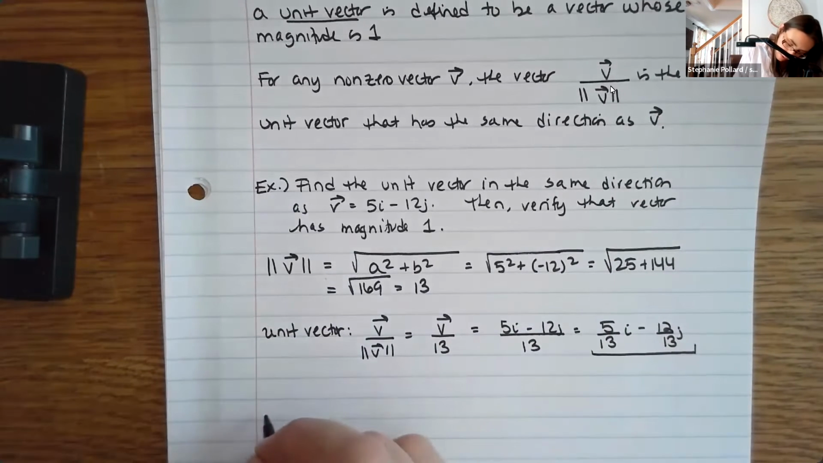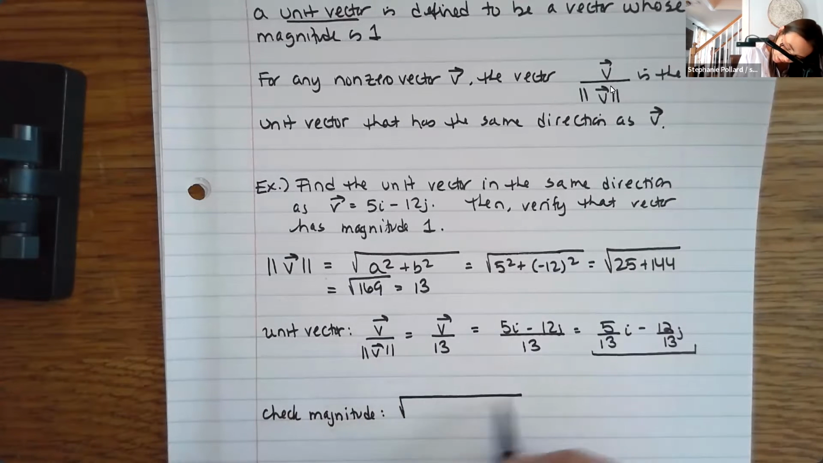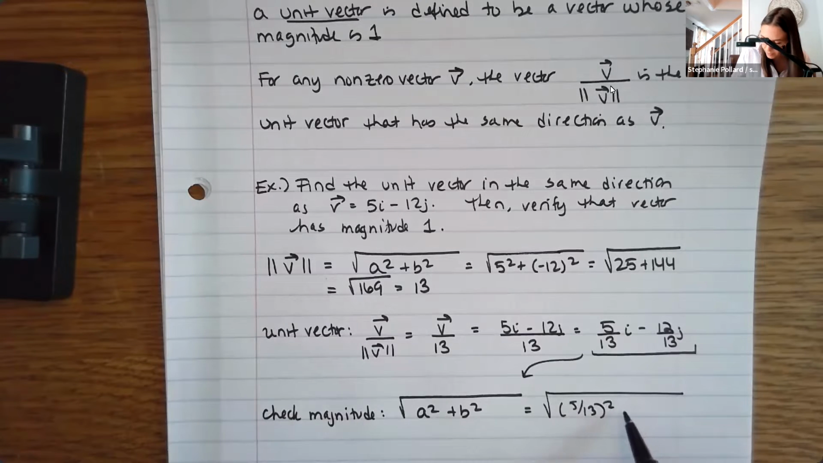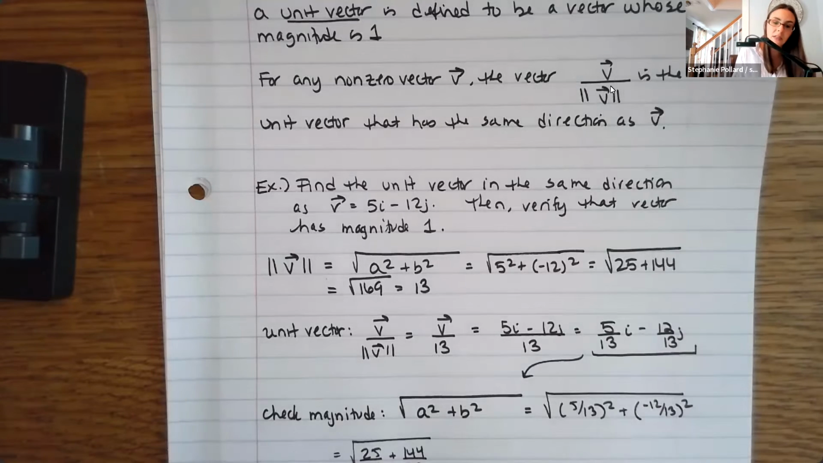To check the magnitude, we use that formula, square root of a squared plus b squared. Now here, our a is not just 5, it's 5 over 13. And our b is negative 12 over 13. Well, 5 squared is 25 and 13 squared is 169. 12 squared is 144 and 13 squared is 169.